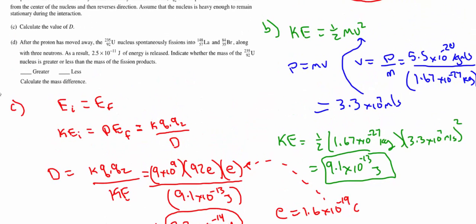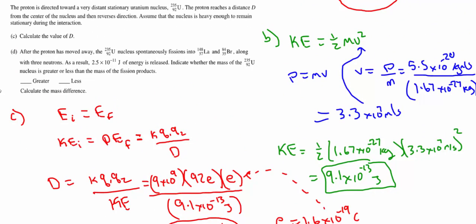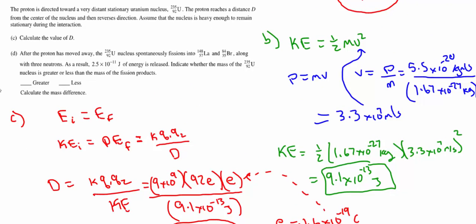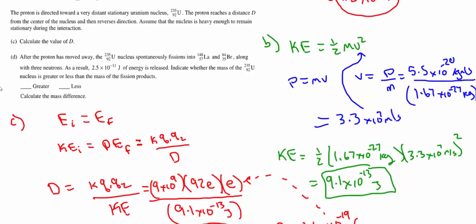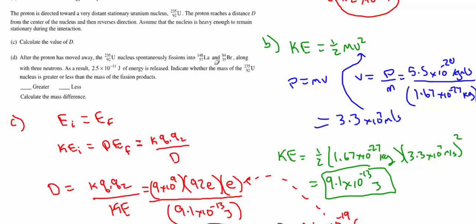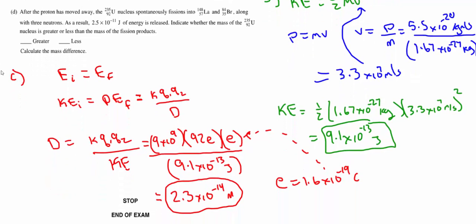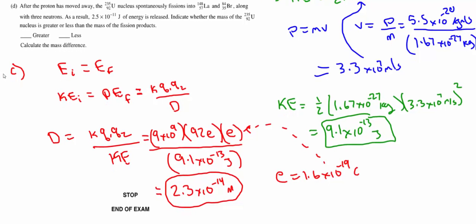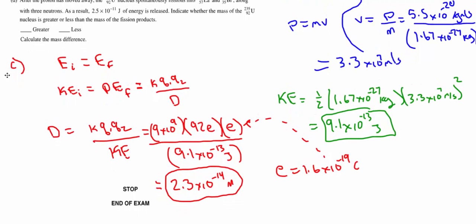D. After the proton is moved away from the nucleus, the nucleus spontaneously fissions. So let's split up into these two elements and 3 neutrons. As a result, this energy is released. We want to indicate whether the mass of the uranium nucleus is greater than or less than the mass of the products. This first part is kind of a trick. I think they're expecting you to say that the uranium has lower mass than the products because you remember that whole mass defect bit. Well, that's not true.